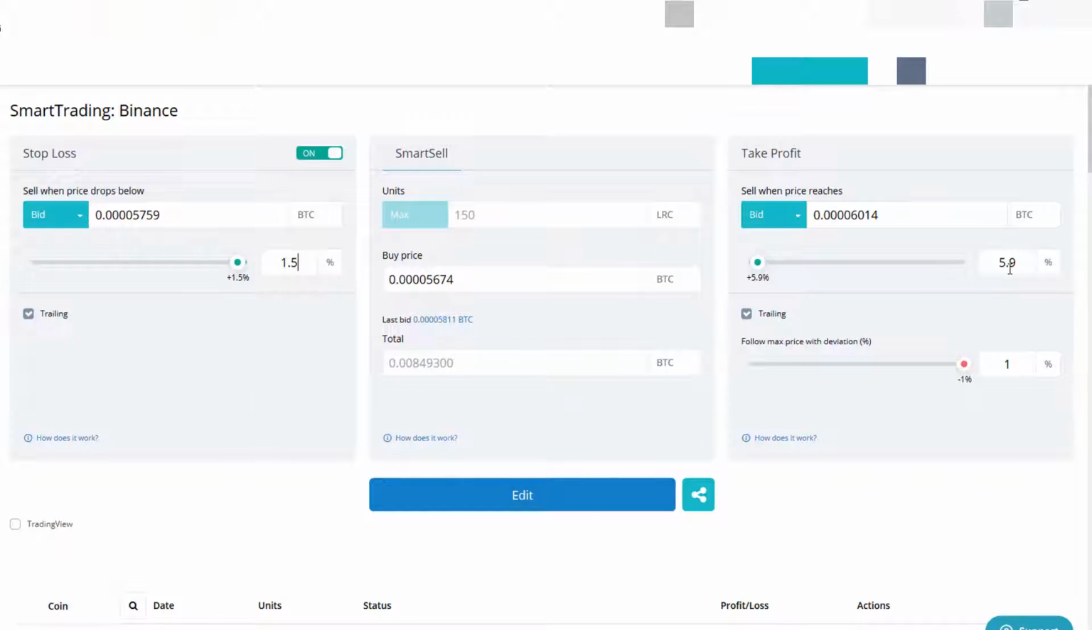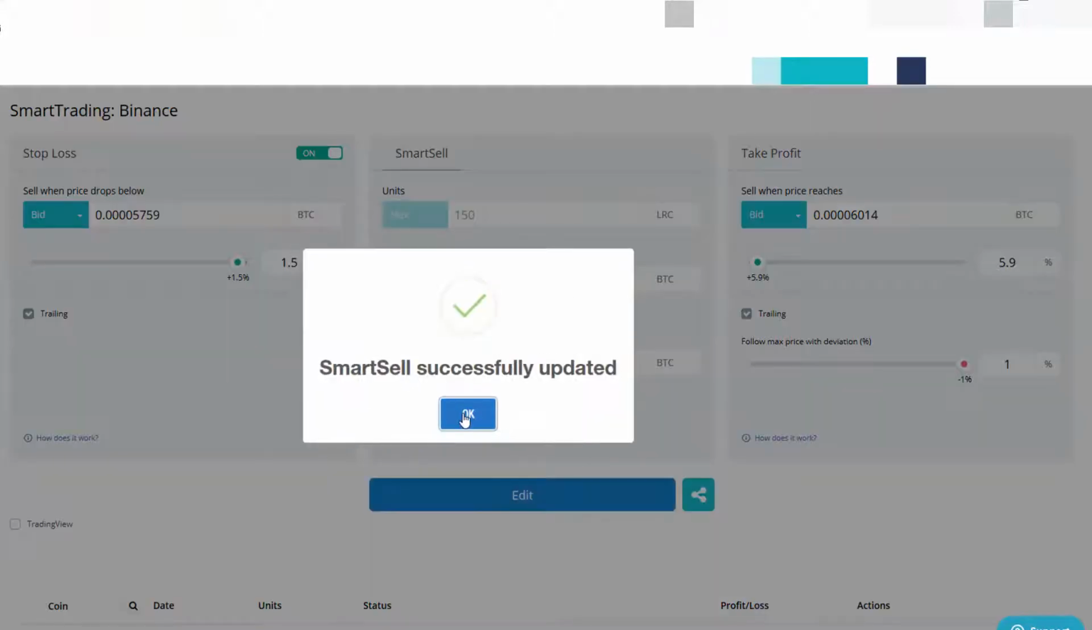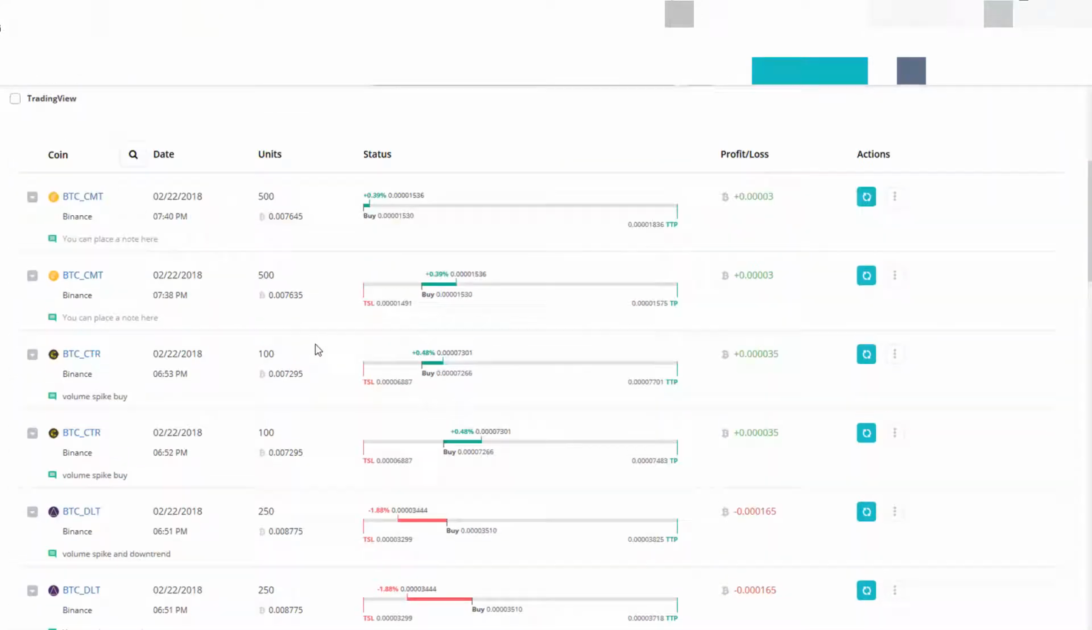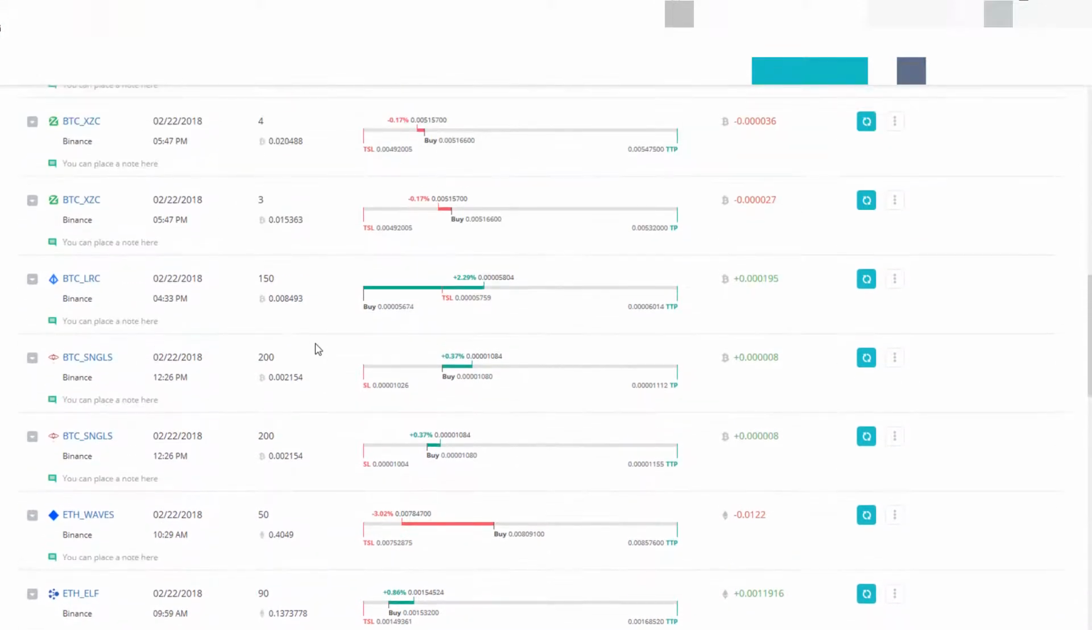And you'll see here our take profit is at 5.9 with a trailing deviation of 1%. And we can edit that. And you notice when we edit this, of course it says it's been updated. If we go to LRC, you'll see here's that position, and notice that it moved up our trailing stop here. So it locked in basically more of our profit. So that's something you can do.